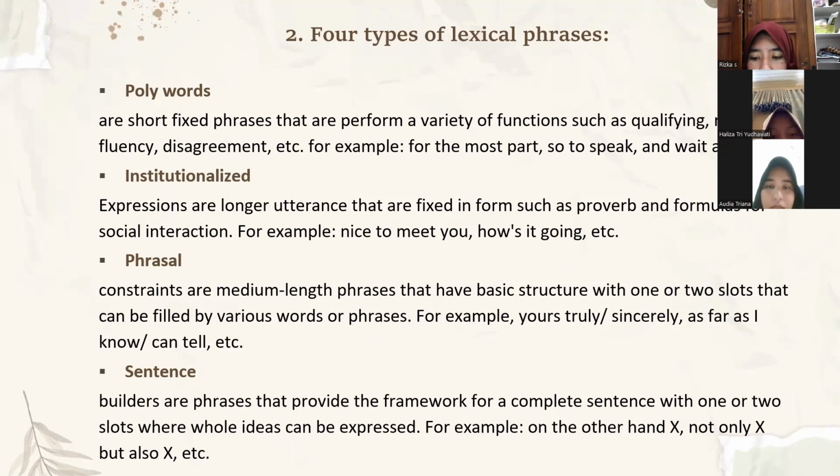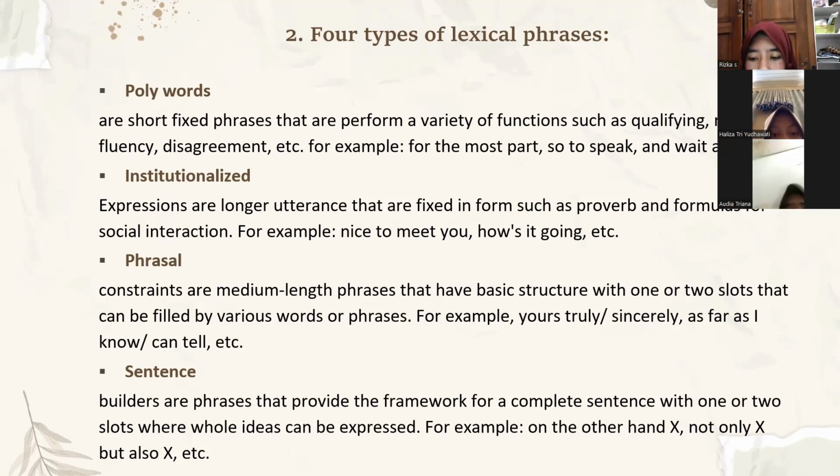And the next is institutionalized expressions, which are longer utterances that are fixed in form, such as proverbs and formulas for social interaction. For example, nice to meet you, how's it going, and others.